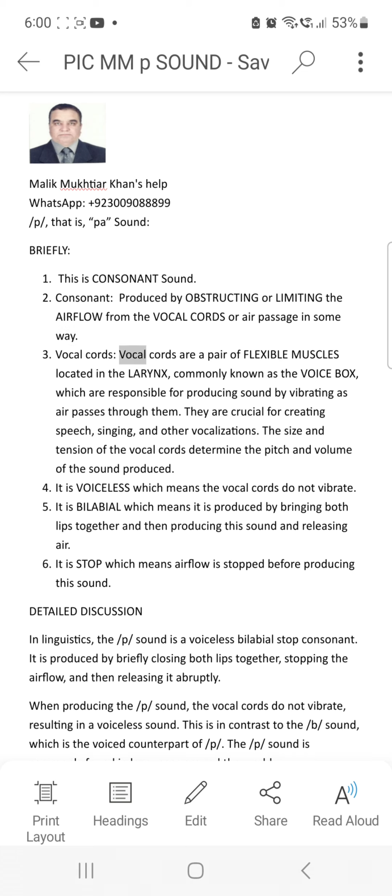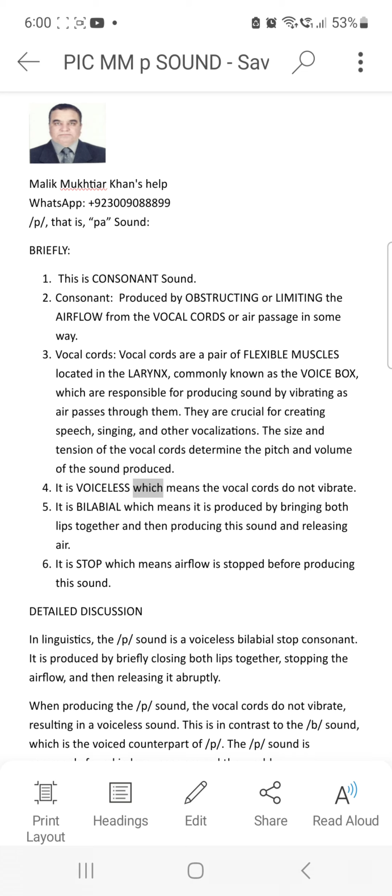Vocal cords are a pair of flexible muscles located in the larynx, commonly known as the voice box, which are responsible for producing sound by vibrating as air passes through them. They are crucial for creating speech, singing, and other vocalizations. The size and tension of the vocal cords determine the pitch and volume of the sound produced.